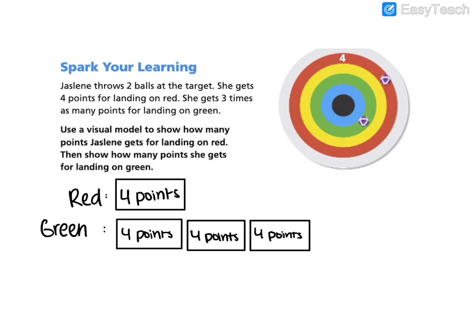Okay, so she gets 4 points for red. And then green is 3 times as many. So 4 points 3 times. So how many points does she get for landing on green? Green is equal to 3 groups of 4 points, or 12 points.